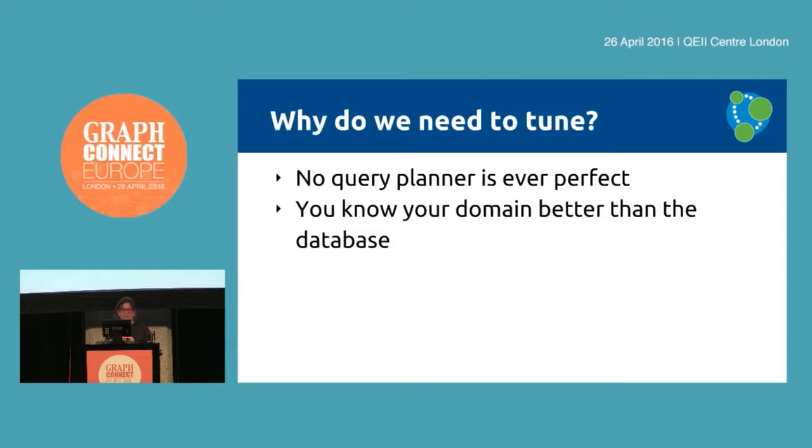So the question may arise: why on earth do we need to tune? Surely Cypher ought to be able to think of these things itself and come up with the best way of executing queries. And actually, the truth is that no query planner is ever perfect. Essentially, Cypher will work 95% of the time. It will pick the best way of executing a query. But there is maybe 5 or 10% of situations, particularly for certain domains, where you guys would know your domain far better than Cypher could, and therefore perhaps some manual intervention is required.